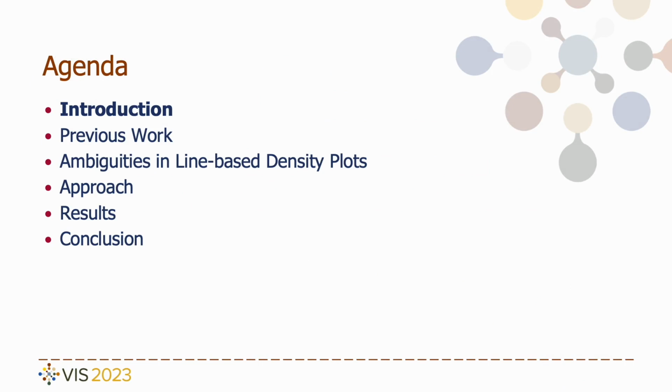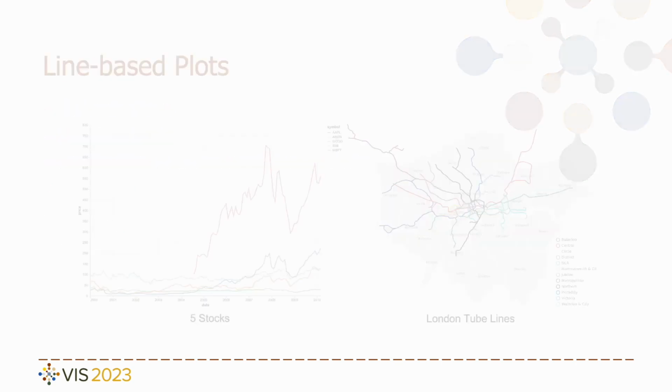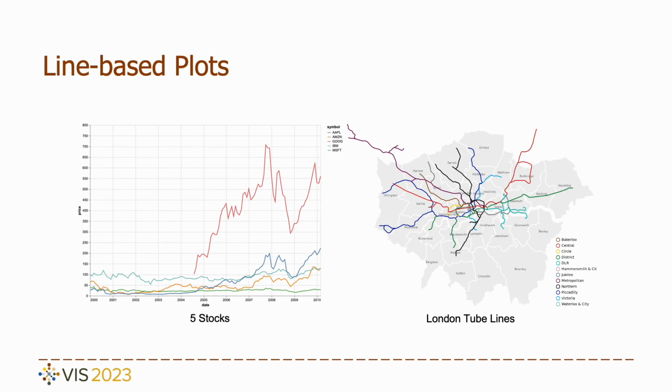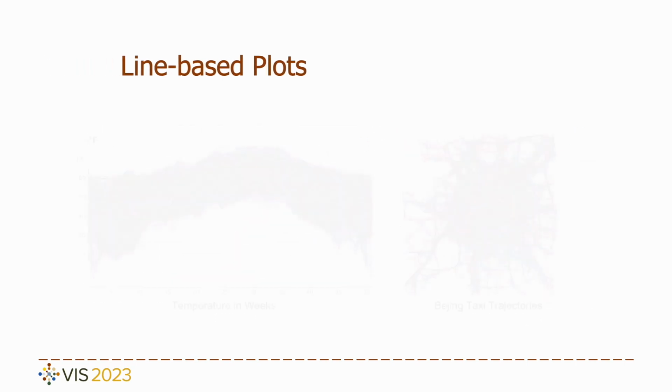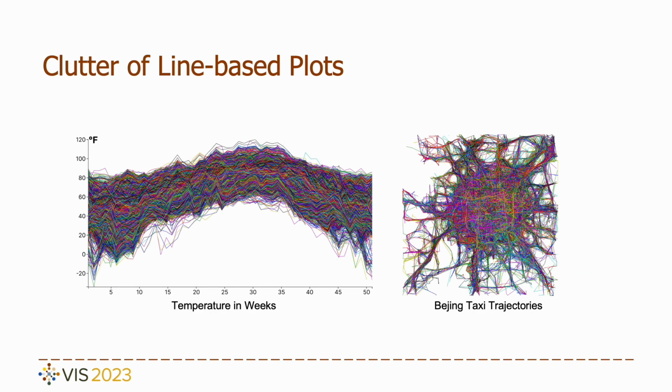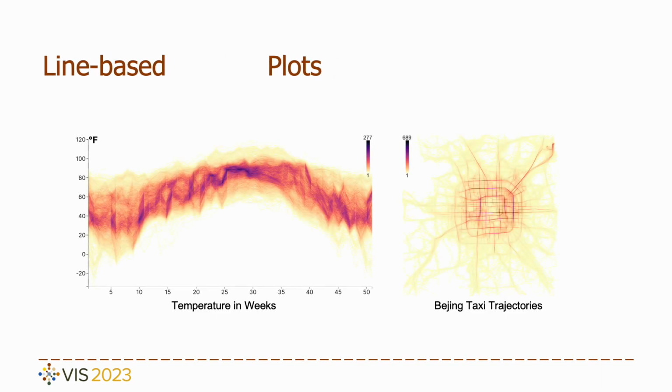Here is our agenda. First, I will provide a brief description of the problem, followed by an introduction to our approach. Line-based plots, such as line charts or transportation route maps, are commonly employed for visualizing both time series and trajectories. High line volumes can result in visual clutter, impairing data perception. By using density instead of traditional lines, we create what we call a line-based density plot. This approach effectively eliminates visual clutter, bringing out the high-density patterns.